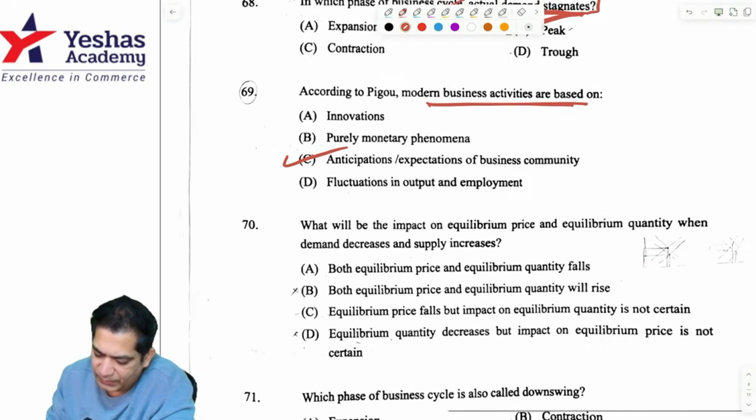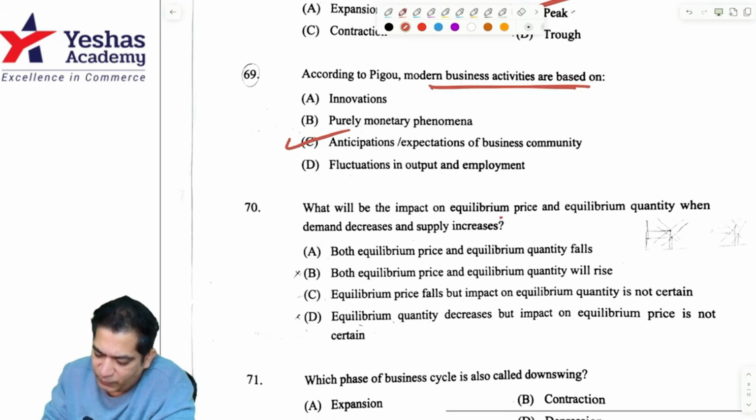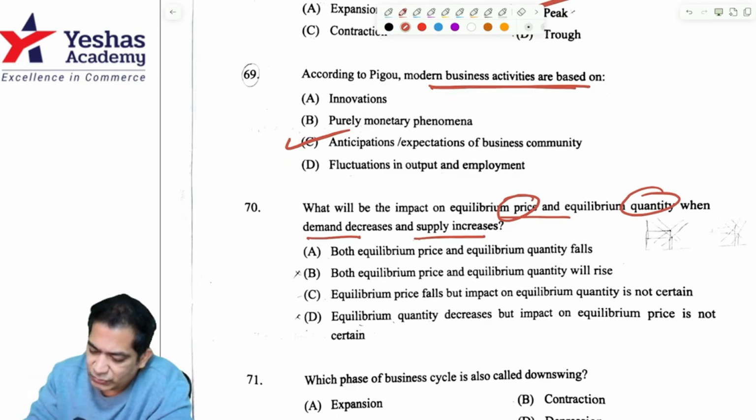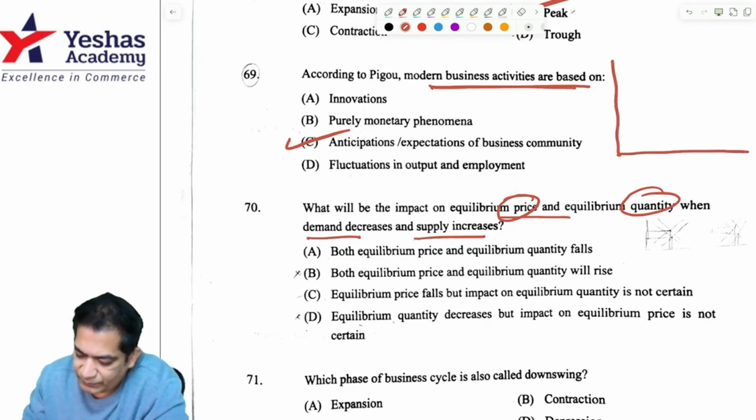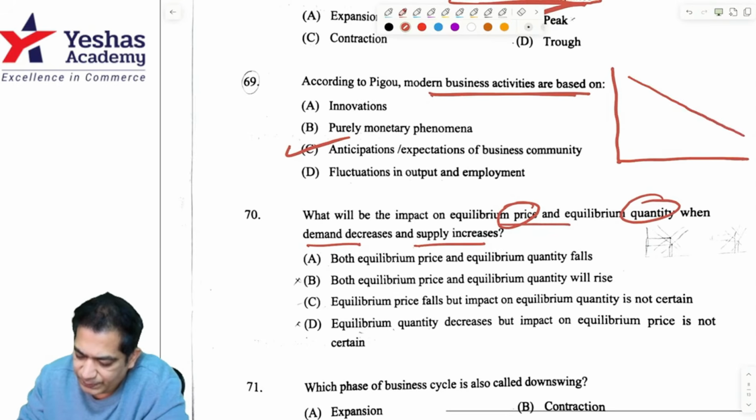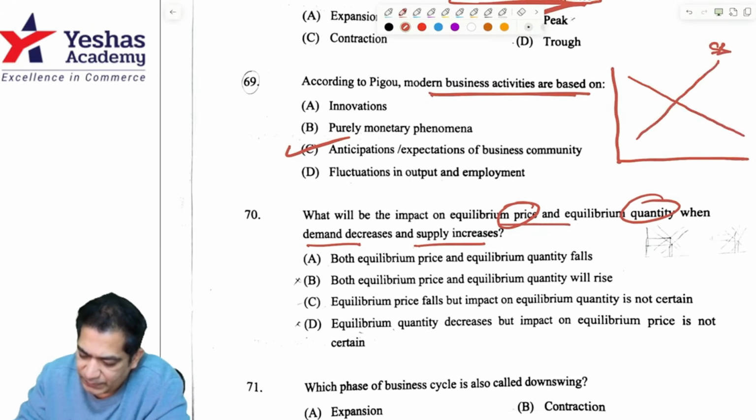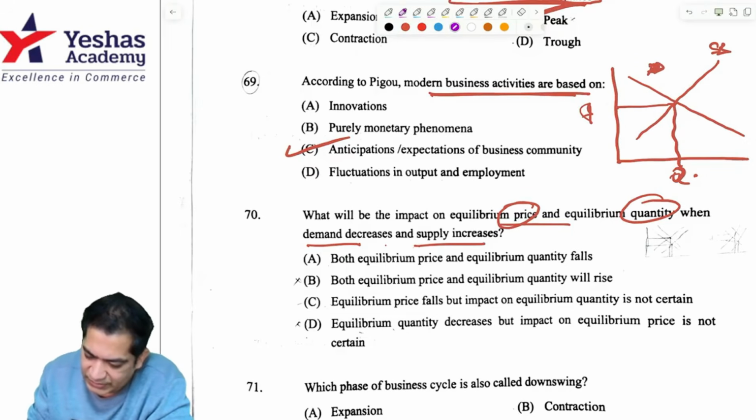Direct question. What will be the impact on equilibrium price and equilibrium quantity when demand decreases and supply increases? So you see here, if we draw this, supply, demand, equilibrium price, equilibrium quantity. They're saying demand decreases and supply increases. So let's decrease the demand.